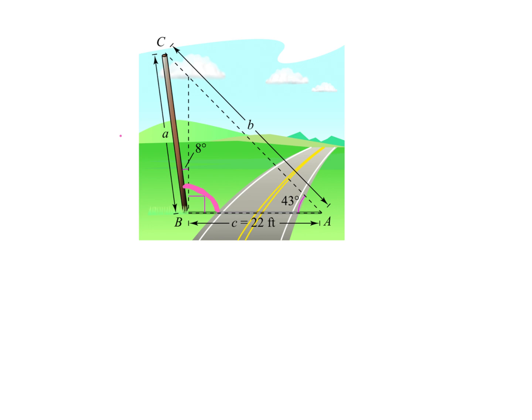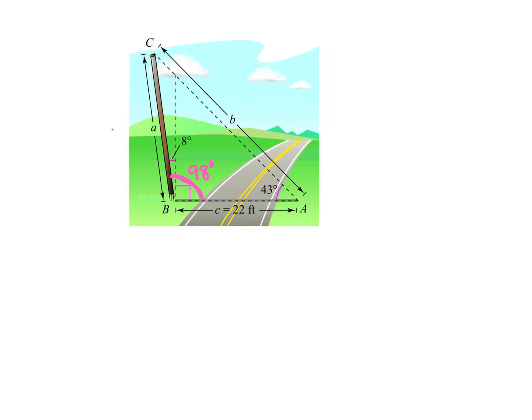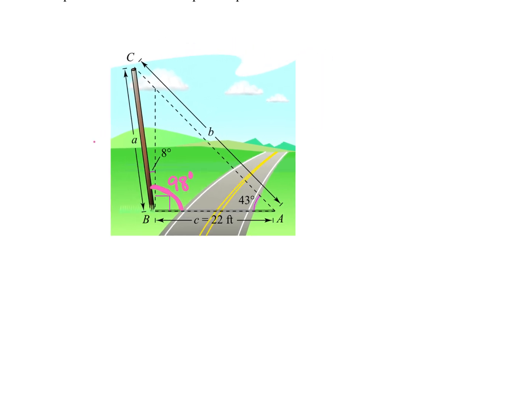What would the measure of this angle be? Angle B. 98. Awesome. It's 90 degrees plus the 8-degree tilt that we have. So this would be 98 degrees. So I have two angles. How would I find the third angle? How do I find angle C? Awesome. Add them together and subtract from 180. So we have 180 minus 98 minus 43.